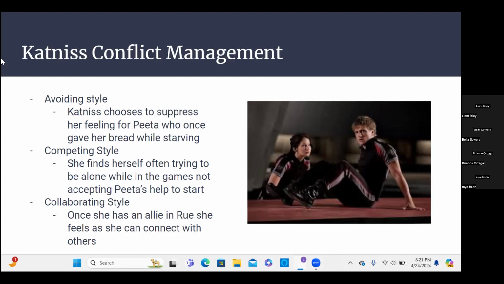Then similarly, that can be seen in the competing style. She finds herself often trying to be alone while in the games, not accepting help from her partner to start off. And then once she meets a little girl named Rue, she seems to really understand that the only way to survive and get through this is to lean on the people who you can truly be allied with and trust them. And then the last one that's focused on is the collaborating style. Like I said, once she finds an ally in Rue, she realizes that she can connect with others, whether that be on a friendship level or a more romantic level in the games.